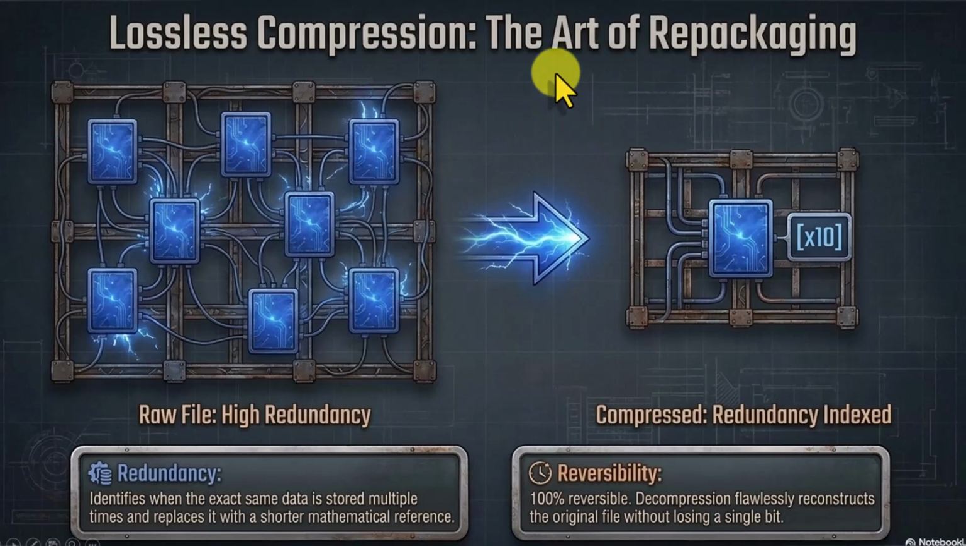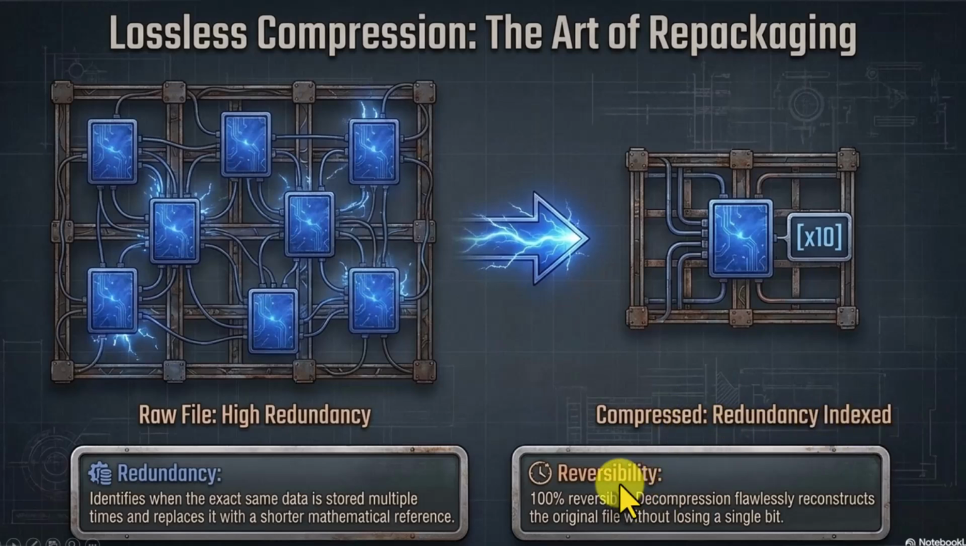Lossless compression is mostly the art of repackaging. We have the same data, we just repackage it. A great way to do that is to reduce the file redundancy, or repetition. Redundancy means identifying when the exact same data is stored multiple times and replacing it with a shorter mathematical reference. The same thing is repeated many times, so we simply count them and replace them with something shorter, or keep the count of that. In a raw file we have high redundancy, while in a compressed file redundancy is indexed.